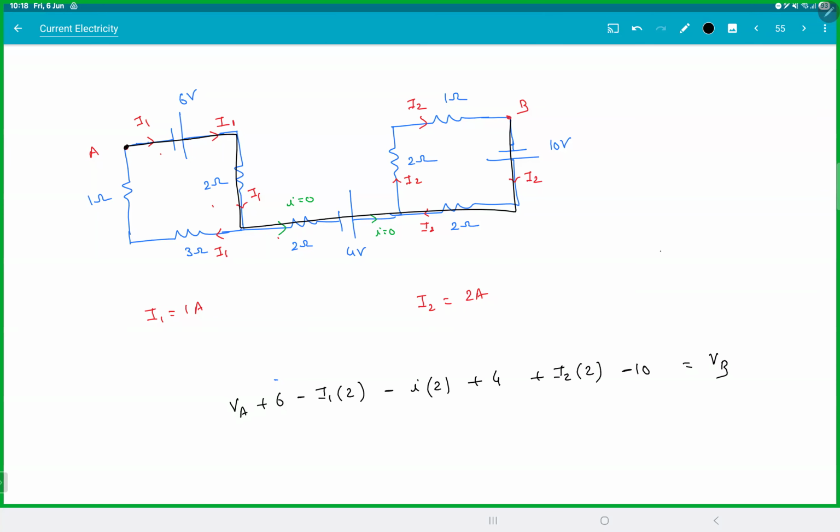So you can start at a point and you can reach any point. You need not complete a loop. You can stop in the middle. So you're starting at VA, the battery 6 volt increased you +6, the 2 ohm decreased you minus I1 times 2, 4 volt increase, and yeah, so on.